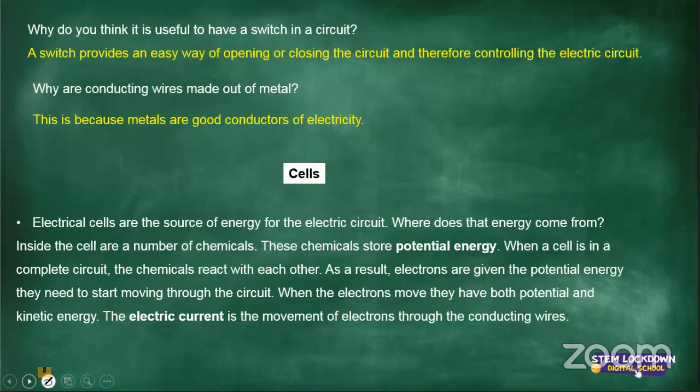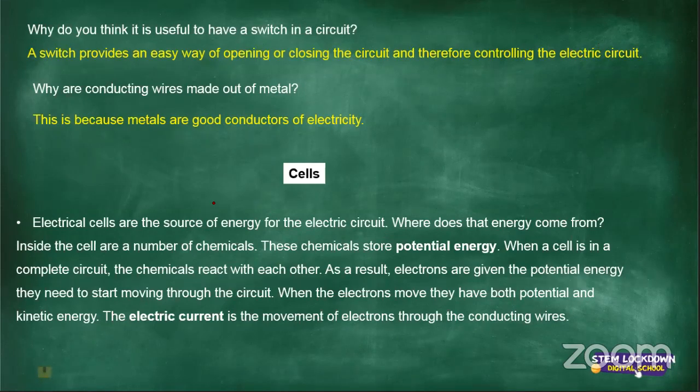Now, why do you think it is useful to have a switch in a circuit? It is to provide an easy way of opening or closing the circuit and therefore controlling the electric circuit. And why are conducting wires made out of metal? The reason is that metal is a good conductor of electricity.